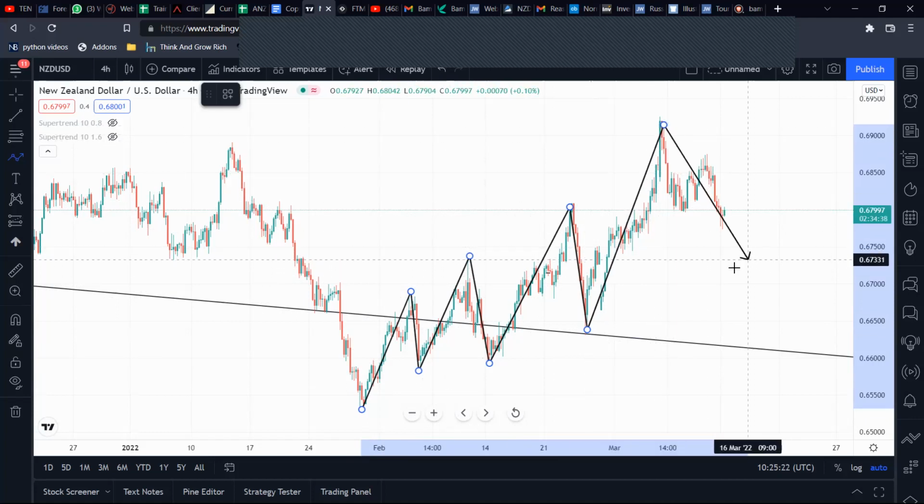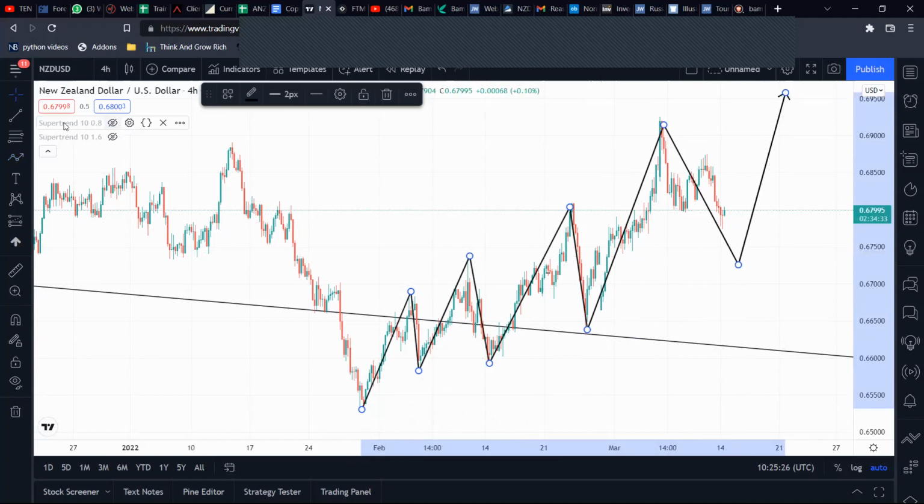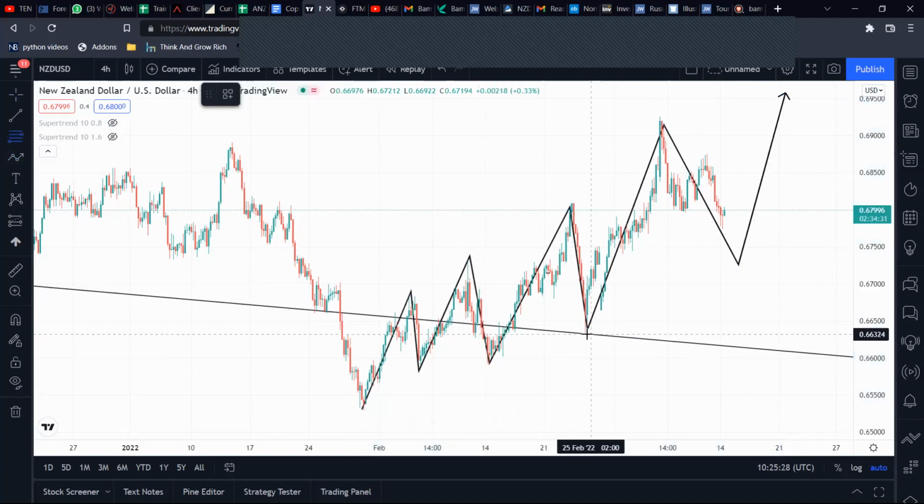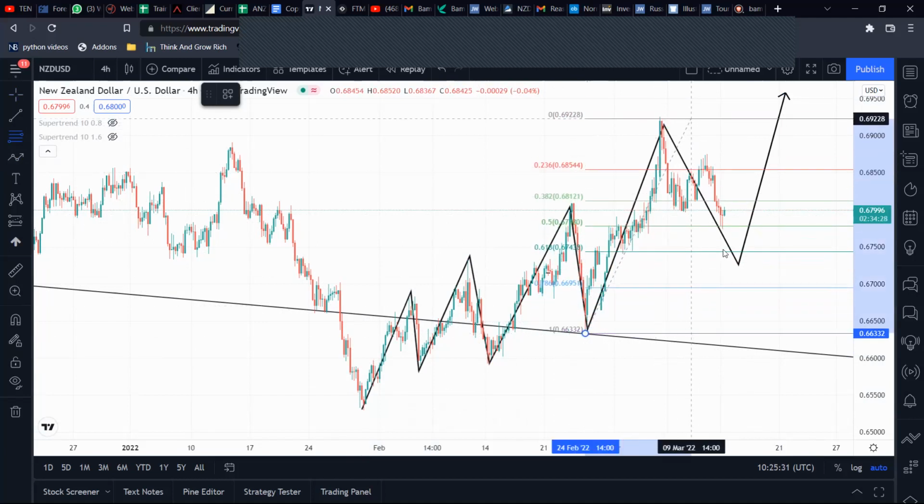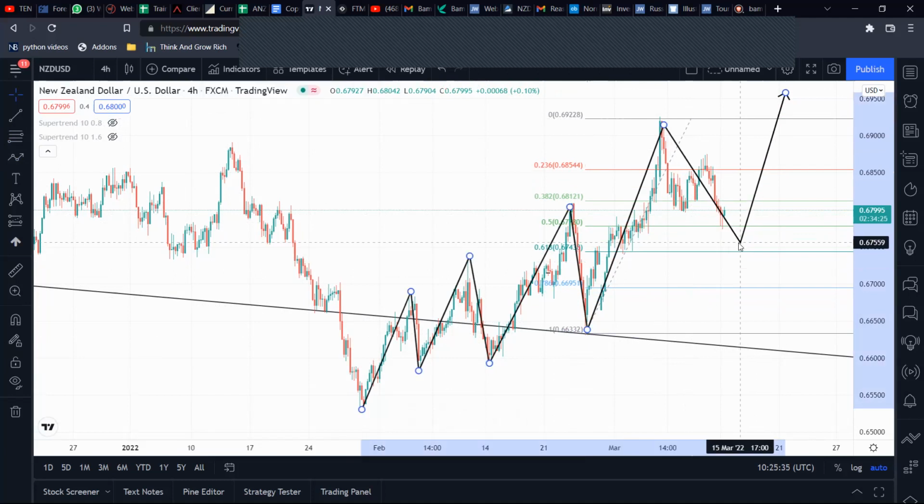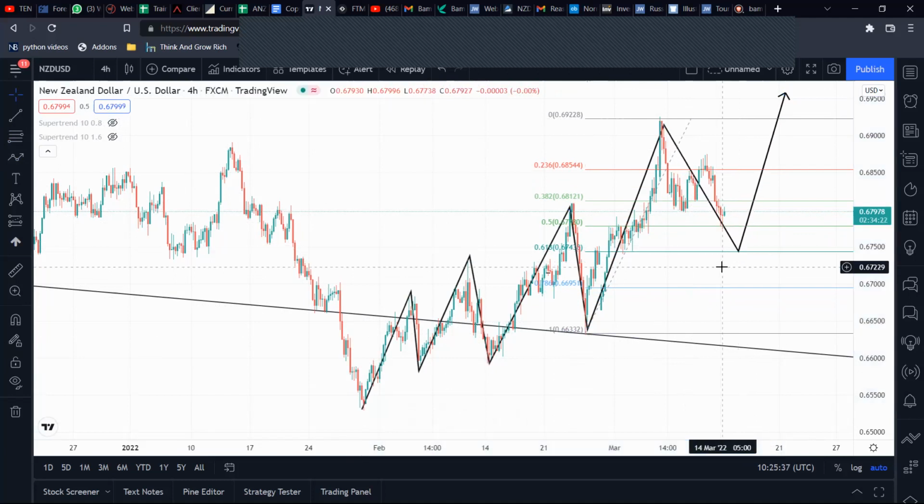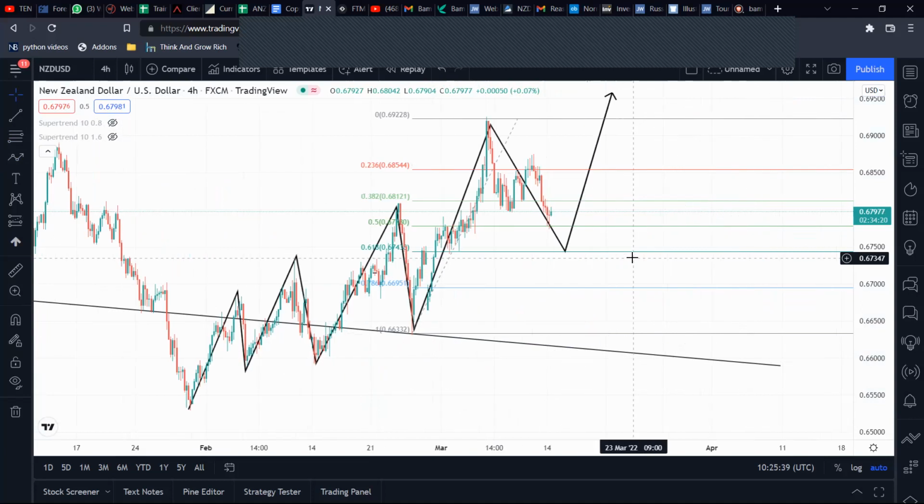Maybe we drop down into the 61.8 Fib level of this to then make a new high. So if we were to draw our Fib from low to high, you'll see that we have the 61.8 Fib level just around here. So maybe price wants to drop down into that zone to then push higher.